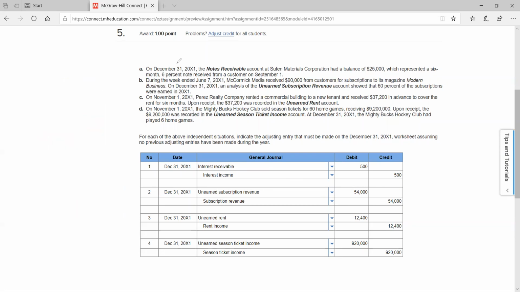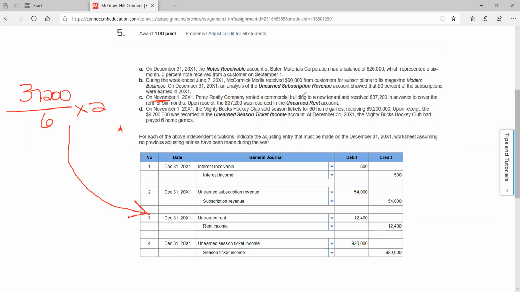All right. Letter C, this is going to be unearned rent revenue where we've been paid the rent. We just haven't earned it yet. So we've got 37.2. It covers 6 months. And this happened on November 1st. So essentially what you could do on this one is simply take the 37.2, divide that by 6, and November and December is the 2 months, so multiply that by 2. So we've actually earned, looks like $12,400. That's how you calculate that.